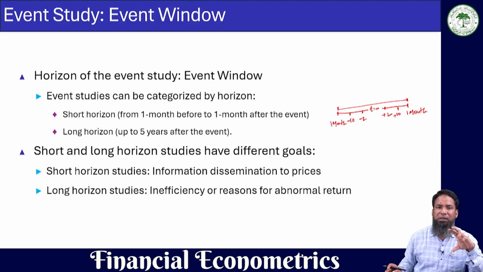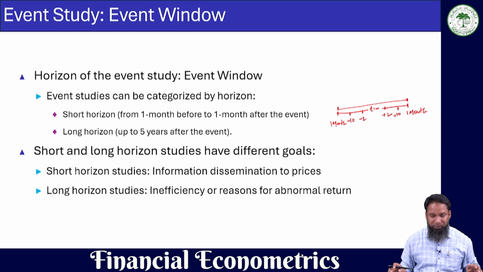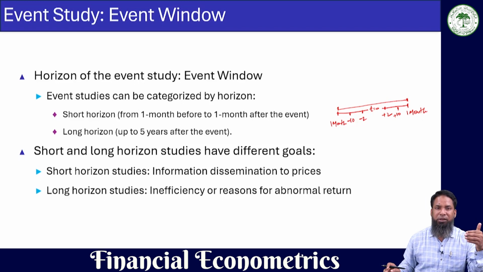We will see that there is a certain method. Later we can see, based on this, how we calculate the normal return. That could be a different method to be calculated for the short horizon event study or the long horizon event study. And both of these have different purposes. Usually the short horizon studies are used to see whether the information is disseminated into the prices quickly or not. Whereas in the long horizon studies, we examine whether there is market inefficiency, and what the reasons are for the abnormal returns we have. However, usually the short horizon studies have been conducted in the literature.